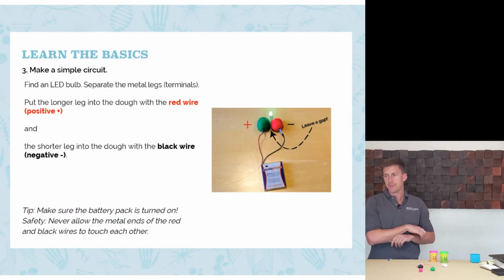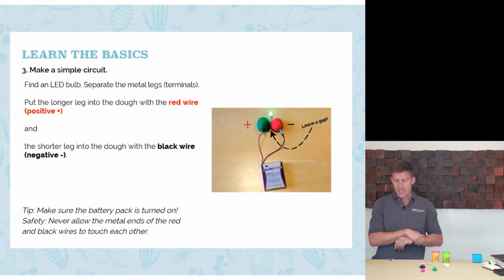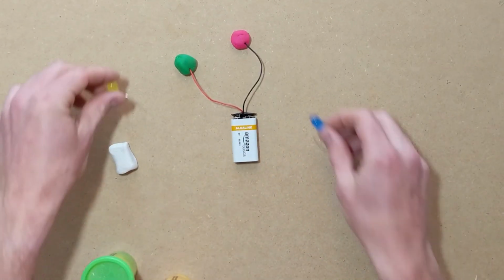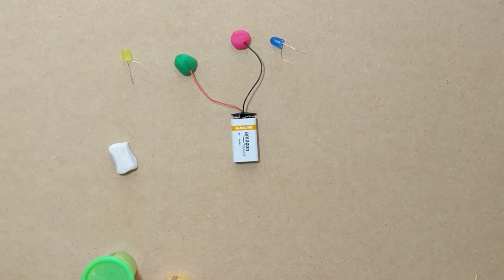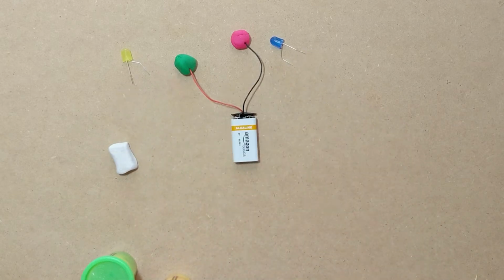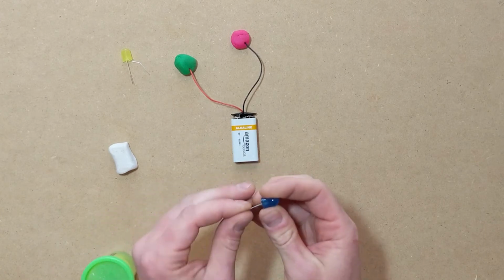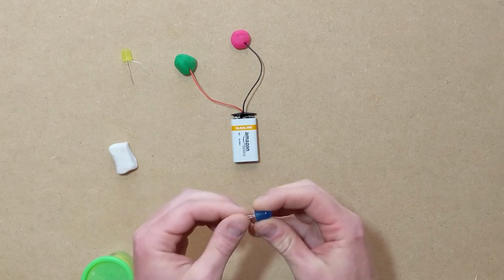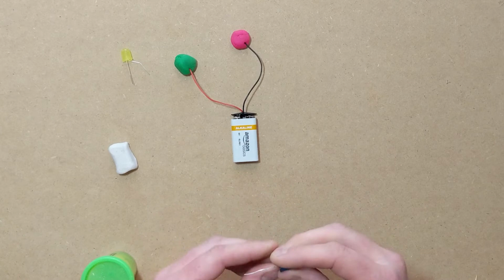Next, to make a simple circuit, find an LED. You may have heard of LEDs before. I have some jumbo LEDs here. Separate the metal legs, or terminals, which I have already done. Now it says put the longer leg into the dough with the red wire, or the positive wire. So there's a few things we need to understand here.